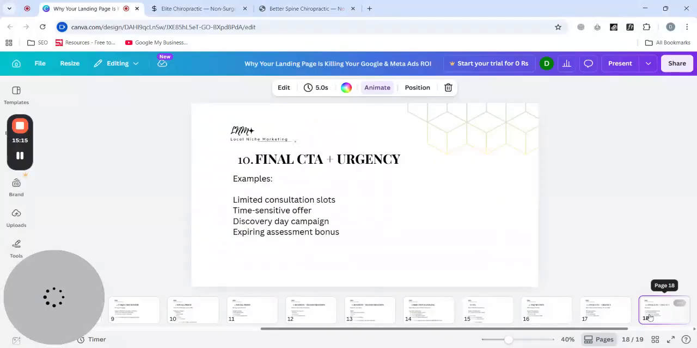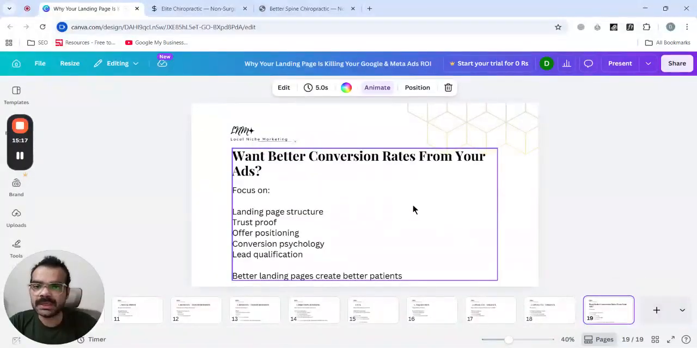So at the end of the video, I want to say that if you can focus on your landing page structure, trust proof, offer positioning, and lead qualification, then obviously you're going to see a better conversion rate.